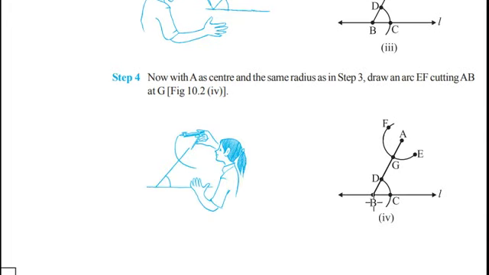Step 4. Don't keep away the compass. Use the compass of the same length. Now keeping A as a center, draw an arc EF. This arc EF must cut this line AB.